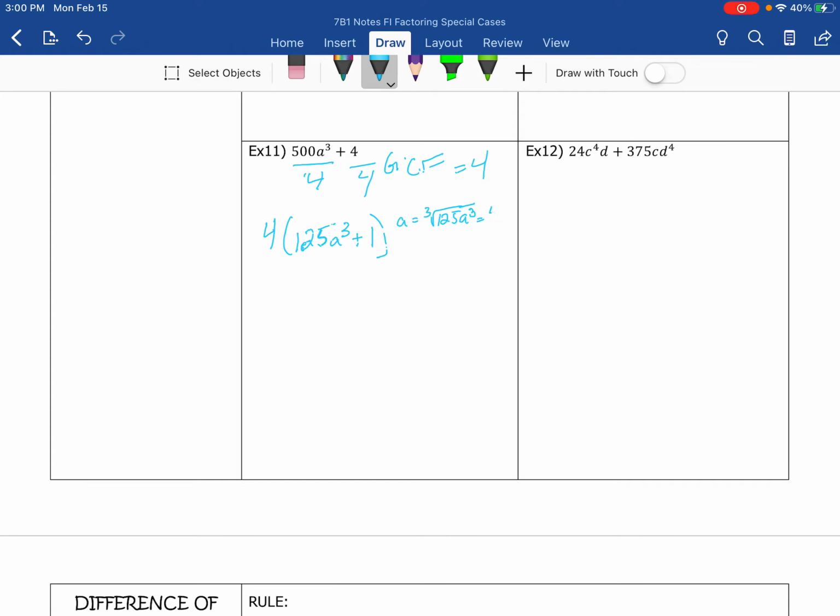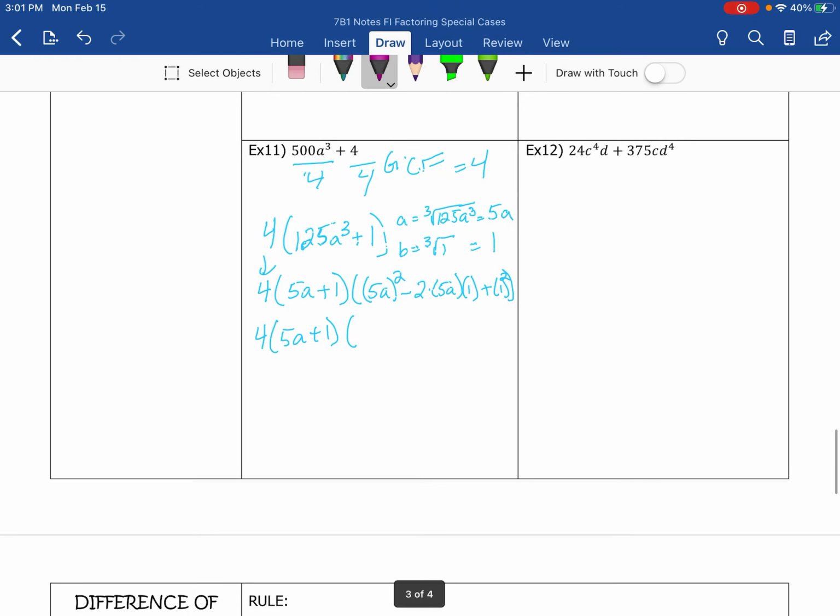Okay, I then stay over here. I find my a value, and my a value is going to be the cubed root of 125a cubed, and you can use your little cheat sheet up there. It's going to be 5a, and b is going to be the cubed root of 1, which is just 1. So I bring my 4 down. Remember to bring all your parts down. It's going to be a plus b, so it's going to be 5a plus 1 times the quantity 5a squared, minus 2 times 5a times 1 plus 1 squared.